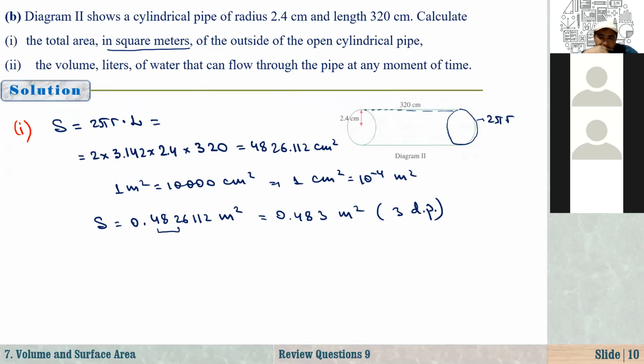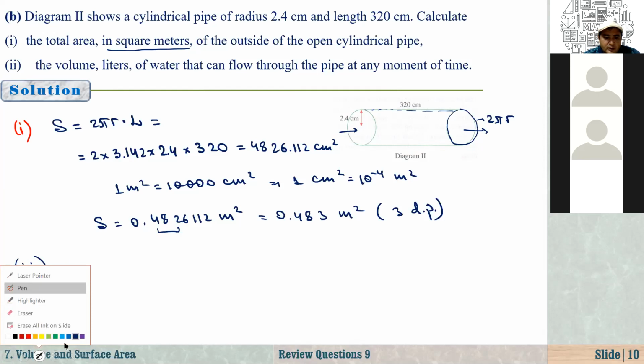So, part 2, calculate the volume in liters of water that can flow through the pipe at any moment of time, right? It means that the water enters here, the full water exits here. At any moment, that means that we need to find the volume of this cylinder.